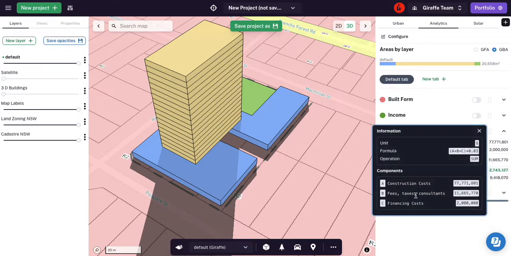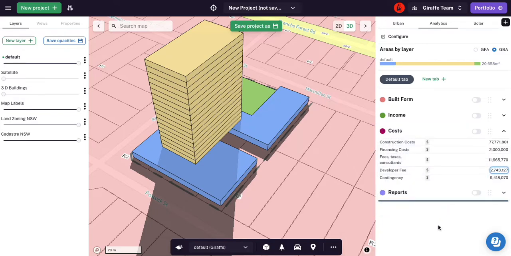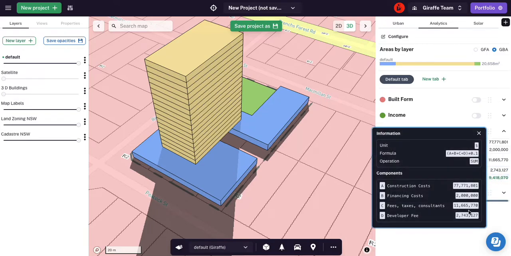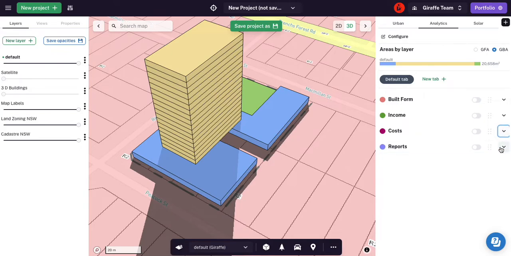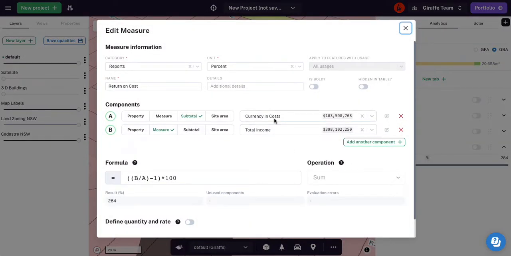Developer fee, 3% of construction plus financing plus fees, taxes, and consultants. And we've got a contingency here, which is equal to everything times 0.1, so 10% of it all. All right, so those are our costs. And then we can look at our return on cost. And our return on cost is our income over the cost, so 103 million. Our total income is 398 million. So you just do that and see what we got.